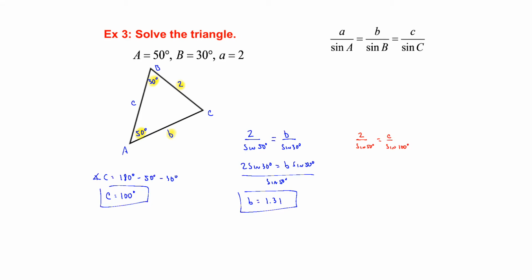And then once again, we cross multiply and solve. And when we cross multiply and divide by sine of 50, we get C is equal to 2.57. Side lengths round to the nearest hundredth, angles round to the nearest degree. So once again, we have solved the triangle. We found all the values that were missing for the triangle.